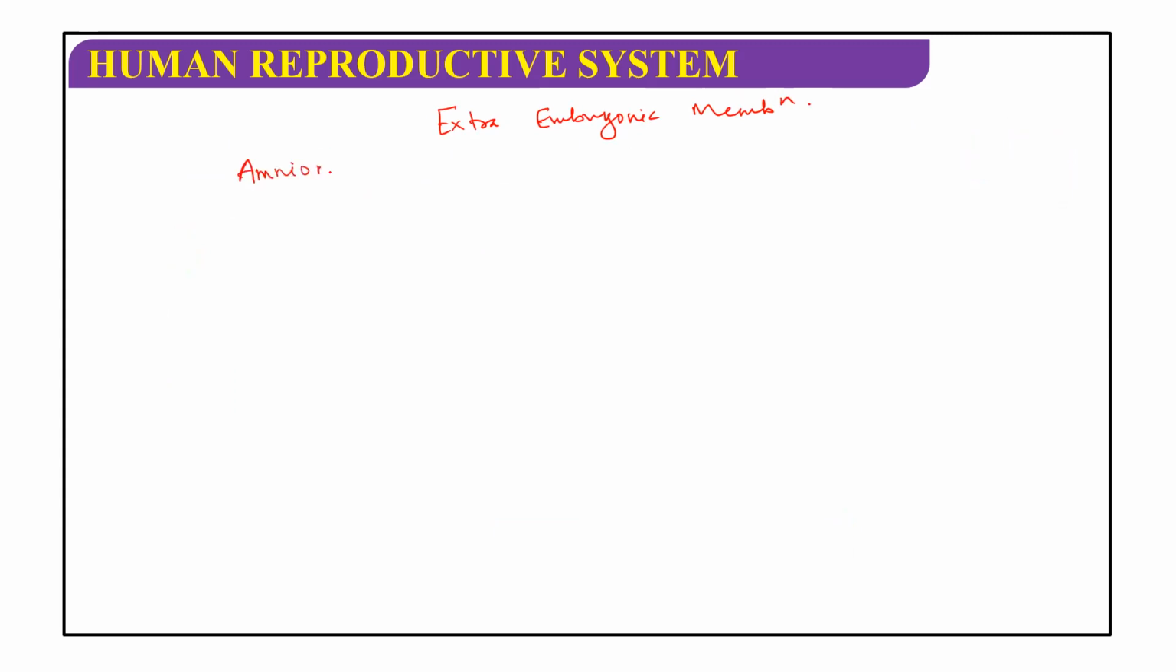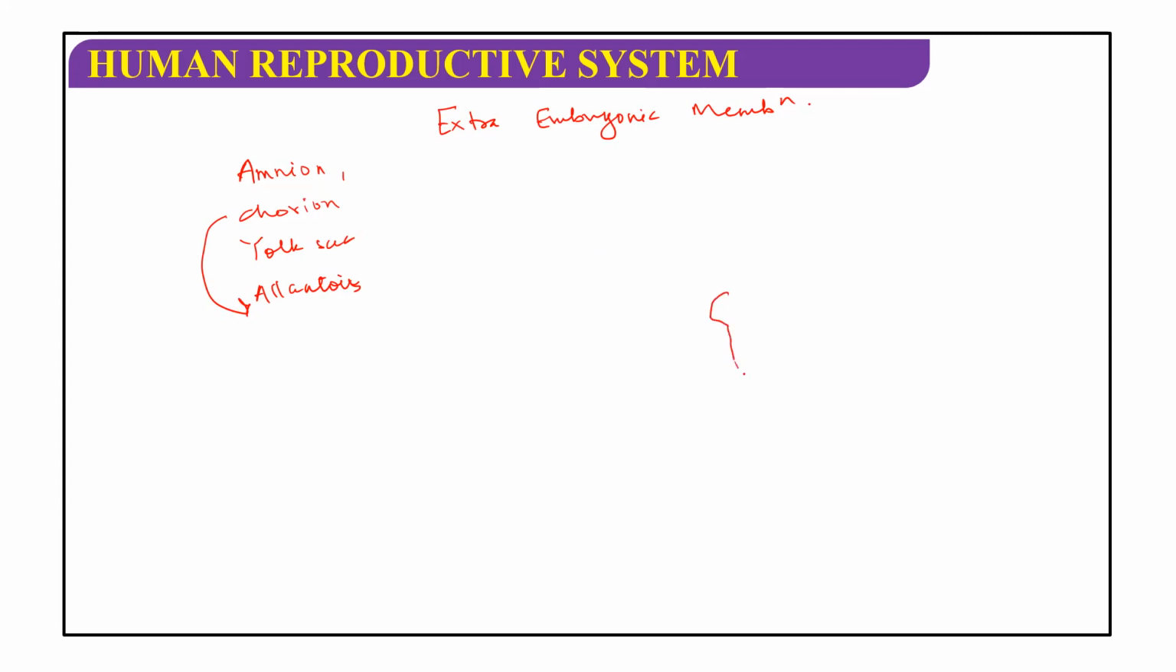Yes, it is amnion, chorion, yolk sac, and allantois. Apna allantois is getting fused with chorion and hence placenta becomes chorioallantois. Okay, chorioallantois. So देखो अभी I'll draw here extraembryonic membrane.